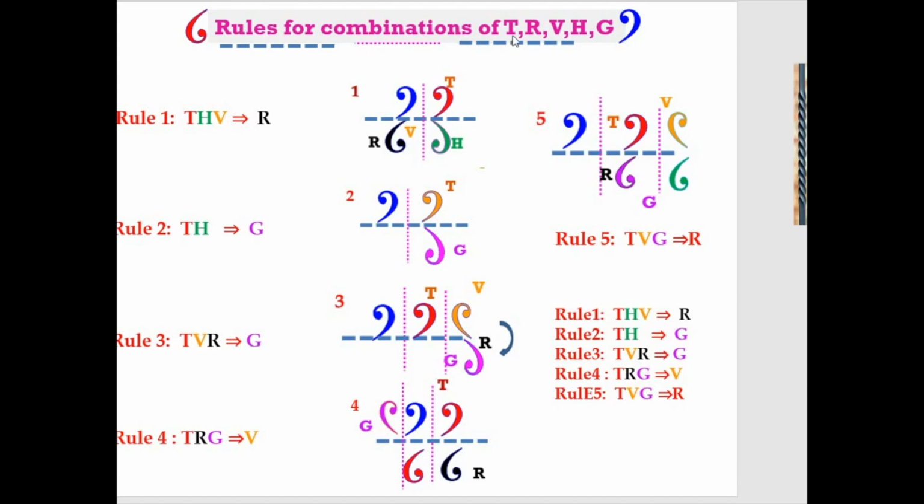So, rules for the combination: translation, reflection, and this is not reflection, this is rotation, vertical reflection, horizontal reflection, glide. Okay, so this is rotation through 180 degrees. Now in rule 1, what we mean here is, whenever we have translation, horizontal reflection and vertical reflection, whether you mention it or not, there will definitely be rotation through 180 degrees. So that is what this rule says.